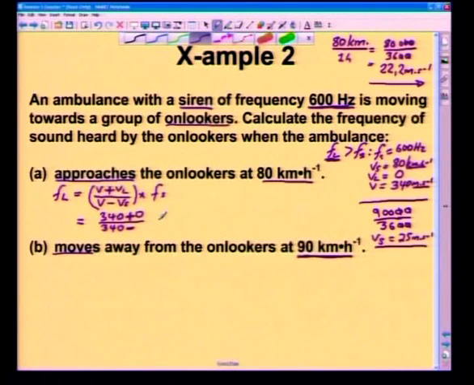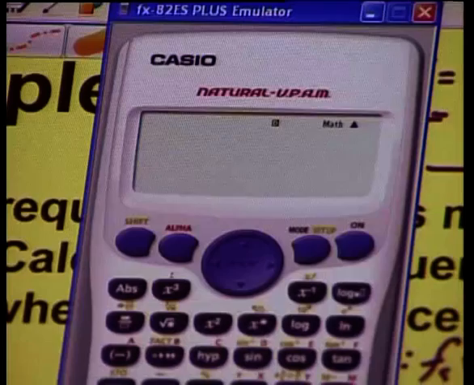Now, what is Vs? We have just calculated it in meters per second. It's 22.2, and this should be multiplied by Fs. What is Fs? It's given to us as 600, the frequency of the source. Now, what is this going to give us? Let's work it out quickly. We can use the calculator immediately.